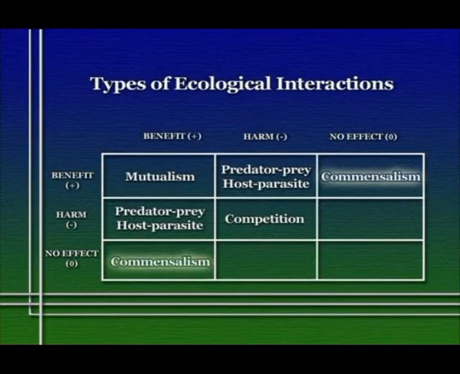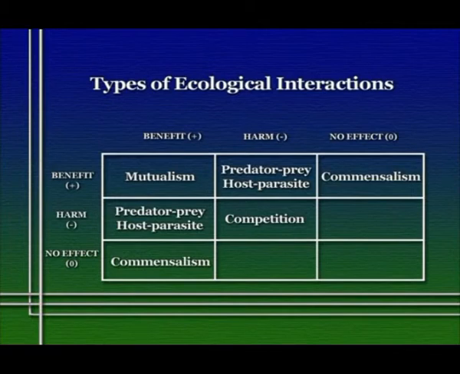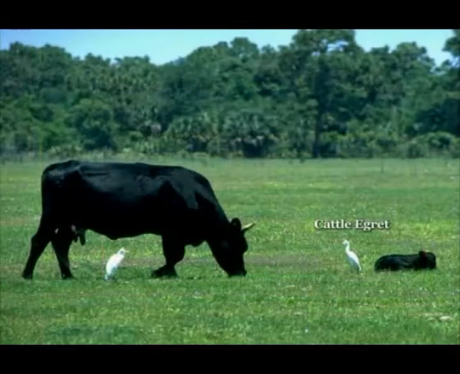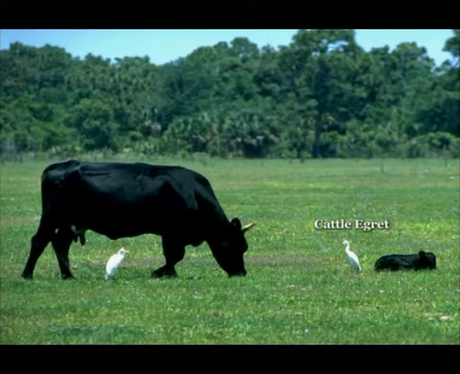Now, cases of commensalism are a little bit more difficult to identify, and this is because, as I said earlier, it's hard to prove that there's absolutely no cost or benefit to one of the species. But I can give you an example of an interaction that is often cited as a commensalism, and this is an interaction between a kind of bird called the cattle egret and grazing cattle.